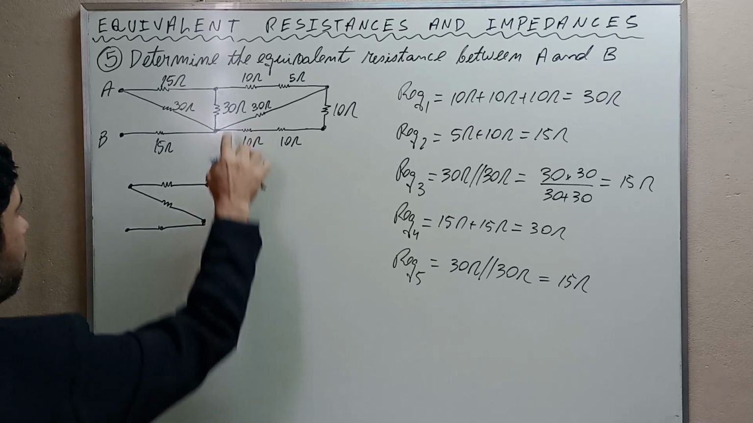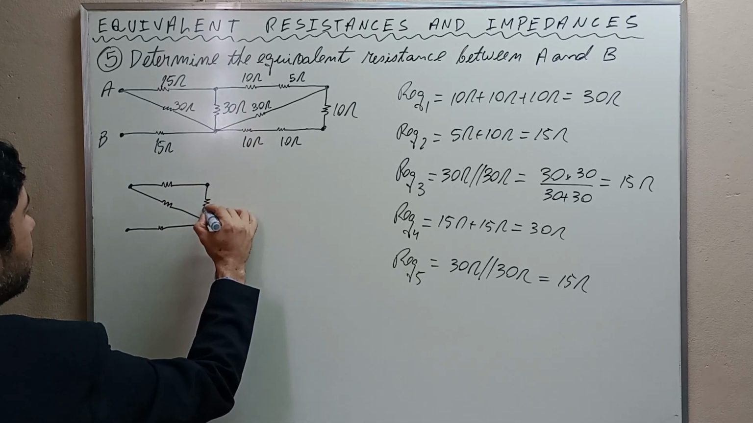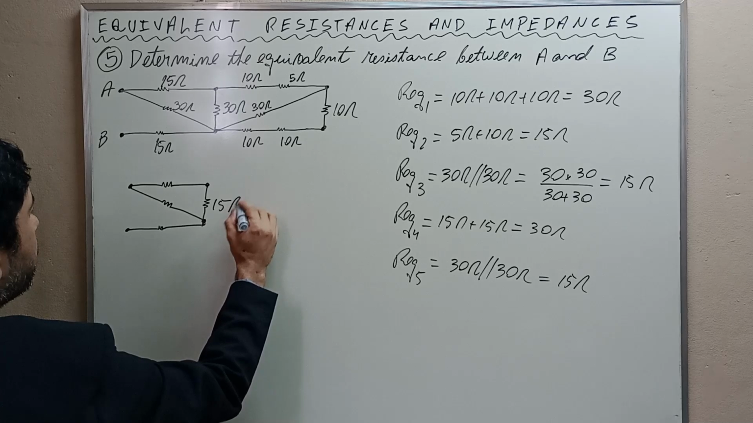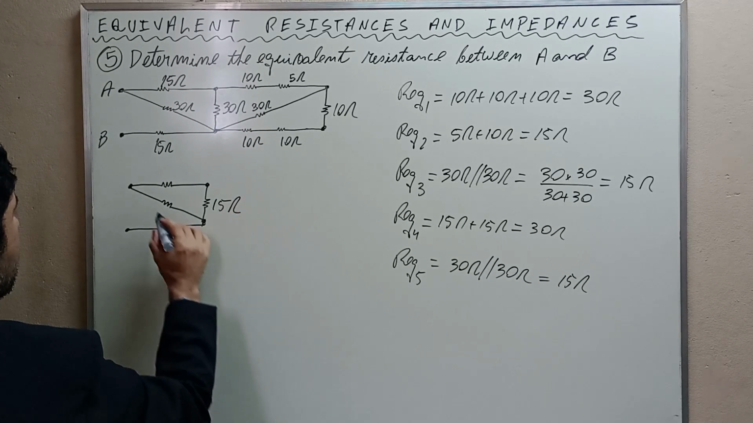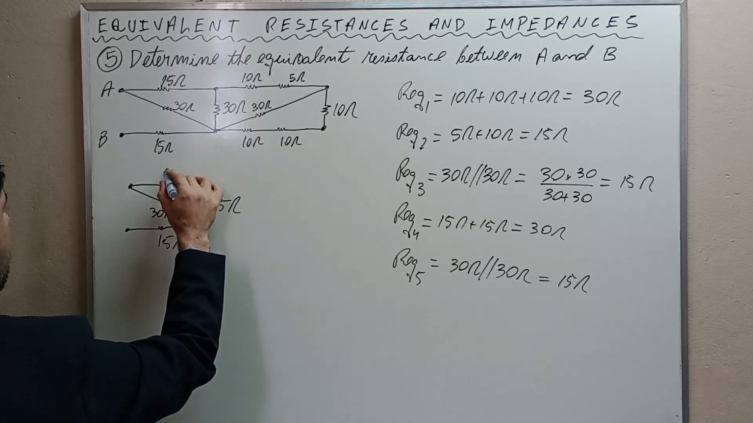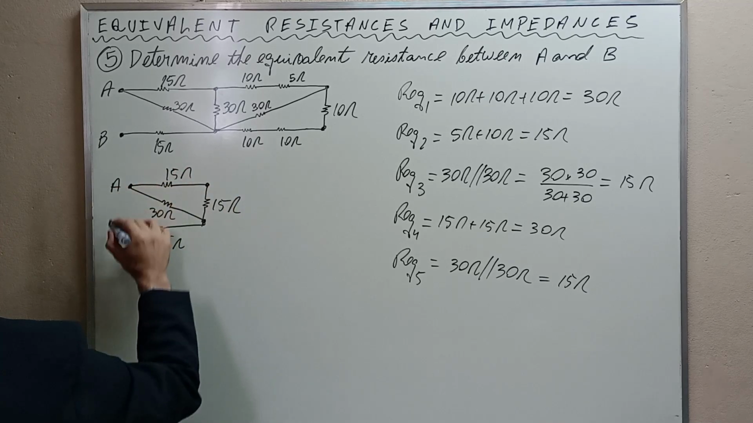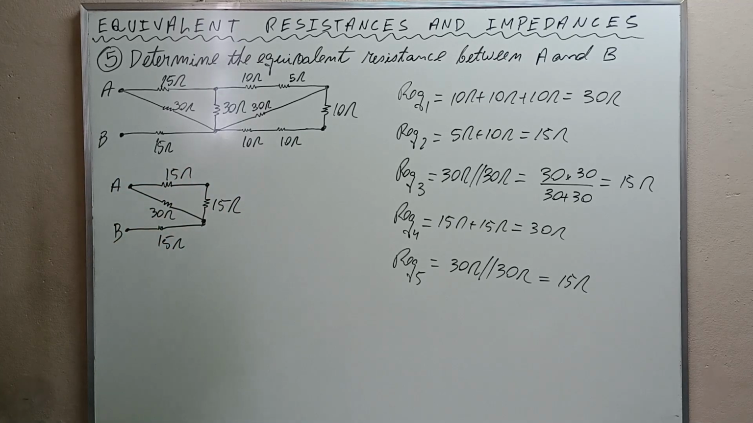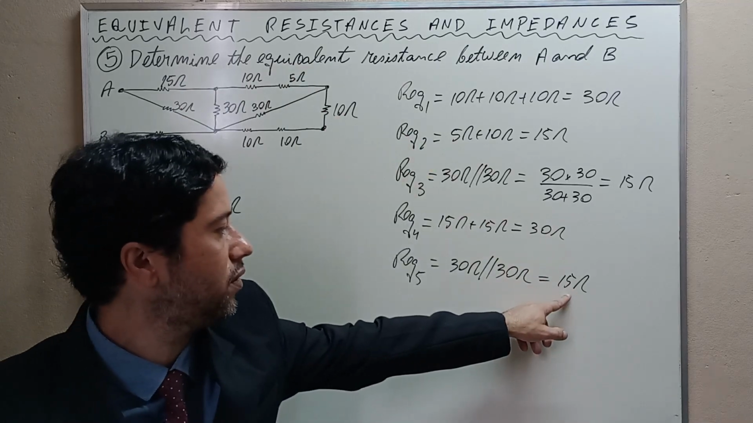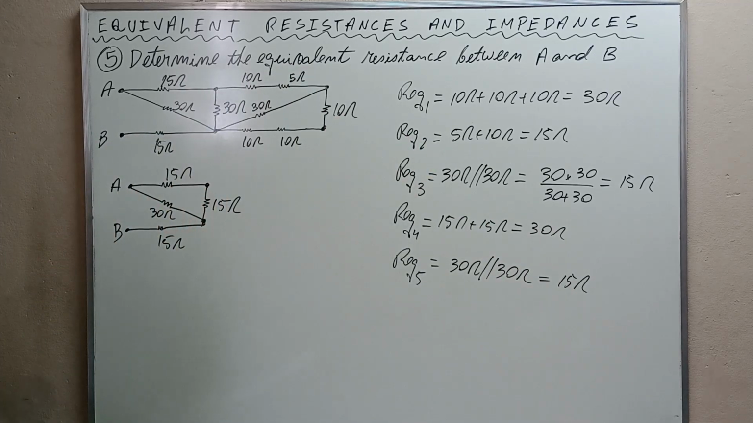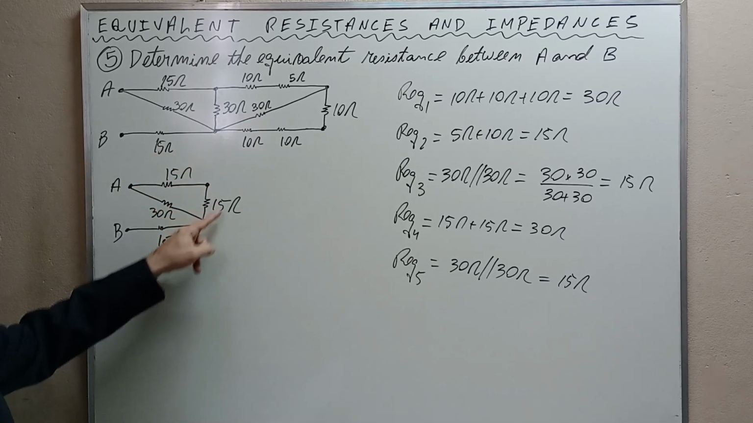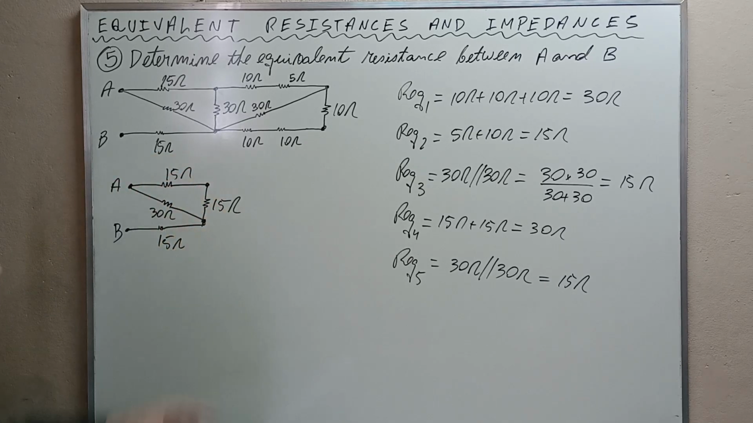And here, instead of 30, it is 15, 15, 30, and 15, A and B, okay? We replace all this by this, and the circuit becomes this. This is in series with this. Can you see these two 15 ohms resistances in series?